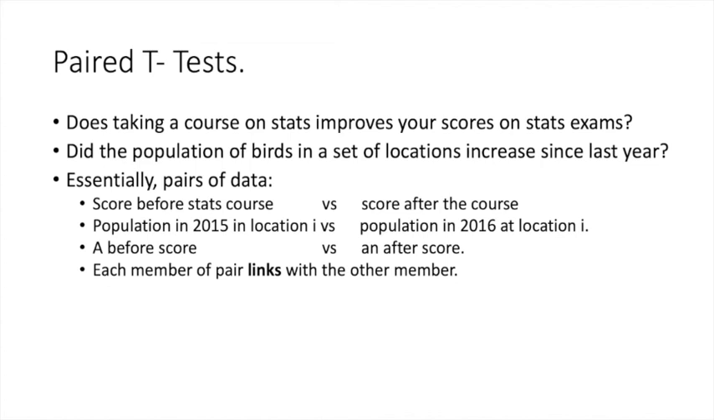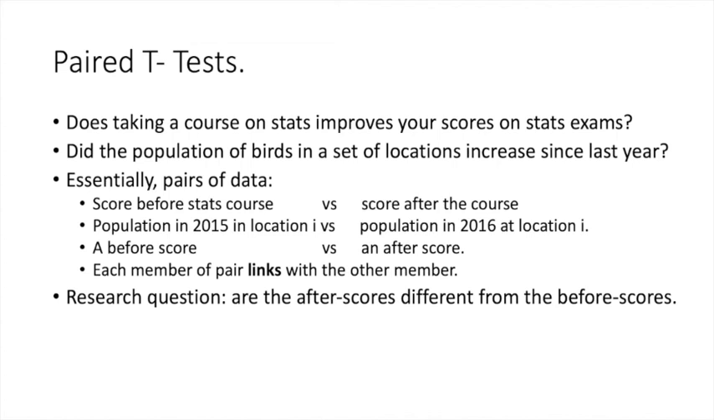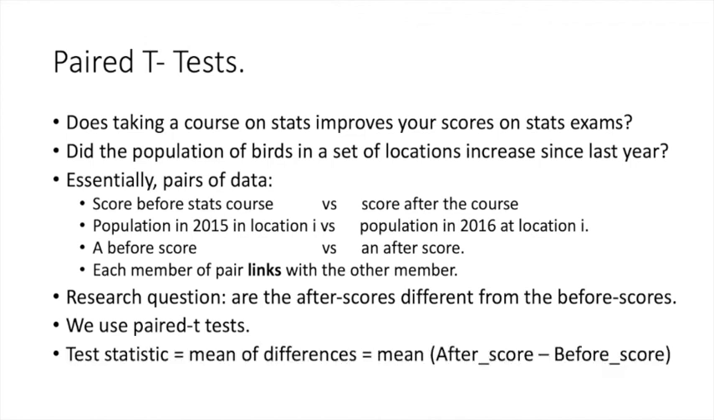Then the research question in all such scenarios is, are the after scores higher, lower, or different from the before scores? For this, we use a variation of t-tests that is called the paired t-test. Here the test statistic equals the mean of differences. That is the mean of after score minus before score.